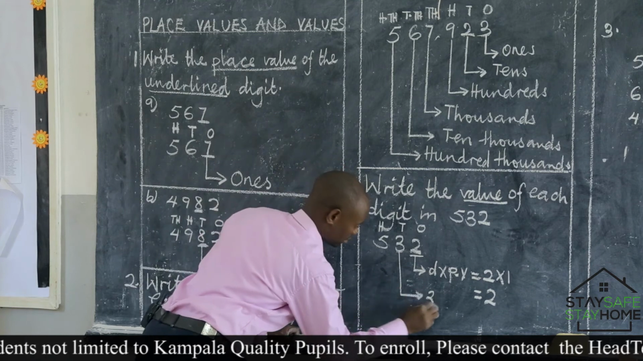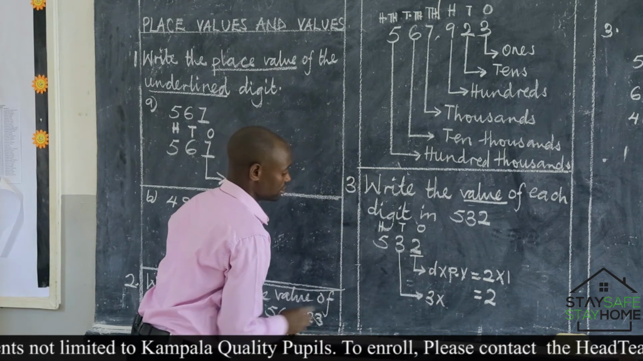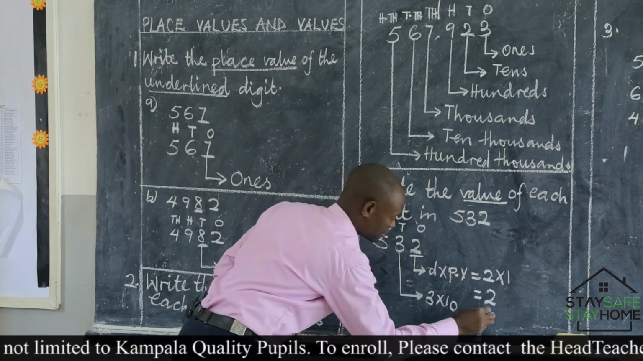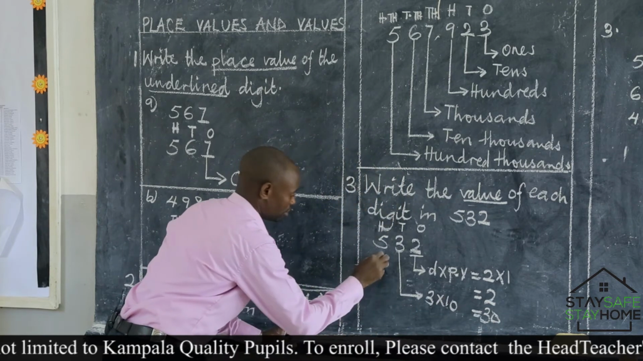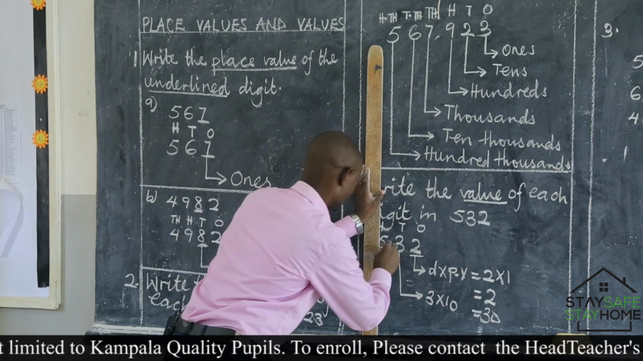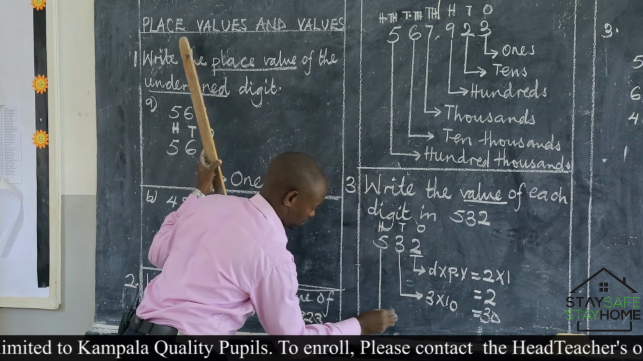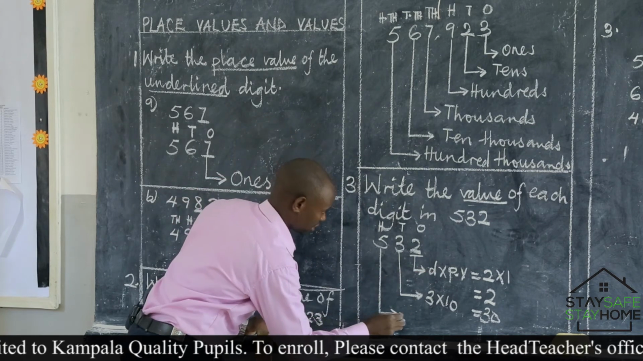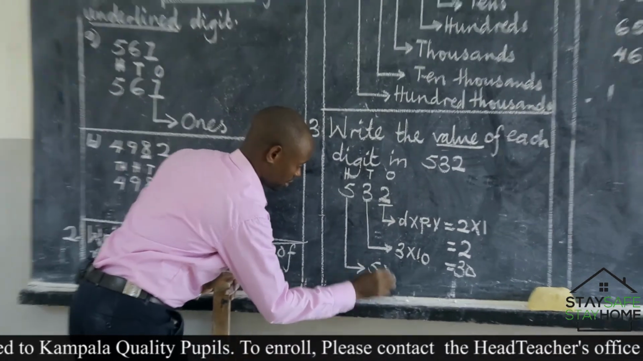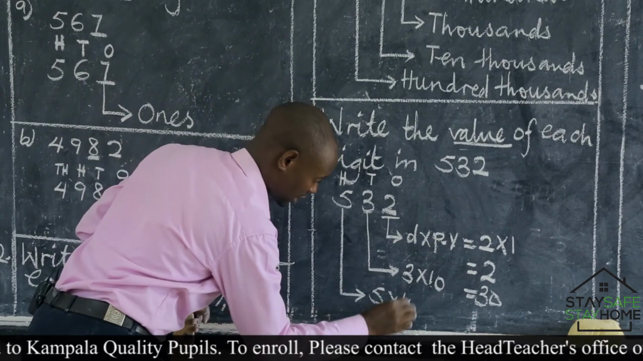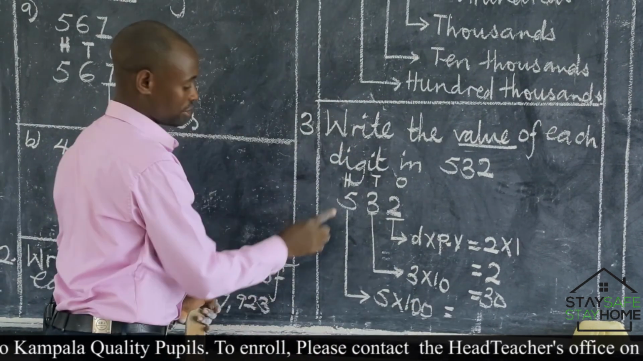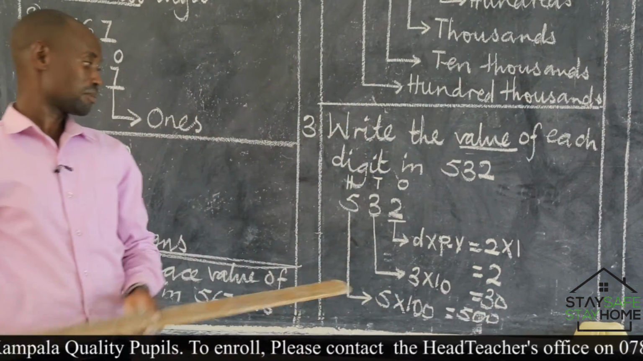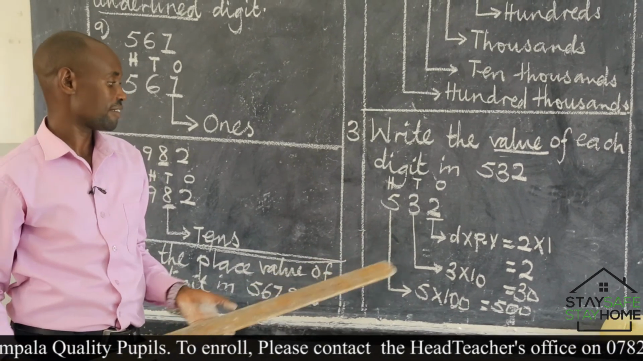So can we go ahead and get now the value of 3? What is the digit? 3. What is its place value? Tens. So we multiply by 10. And what is this one going to give you? 30. Then we got 5. I want the value, and the value I get is digit, which is 5, times its place value, which is 100. And what is the value now of 5? It becomes 500.